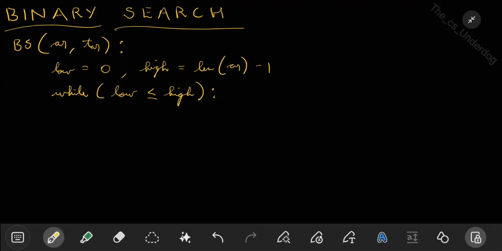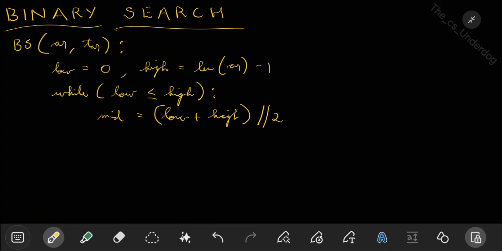Whenever low is lesser than or equal to high, what should you do? You should first find the mid element. How do you find the mid element? Mid is low plus high divided by 2. To indicate that this is integer division, I'll put a double slash here. So if after dividing you get 3.5, you will only consider it as 3. That is how you are going to do this division. Why is that? Because this mid should be a valid index. Your indices will be integers. So you found a mid value here.